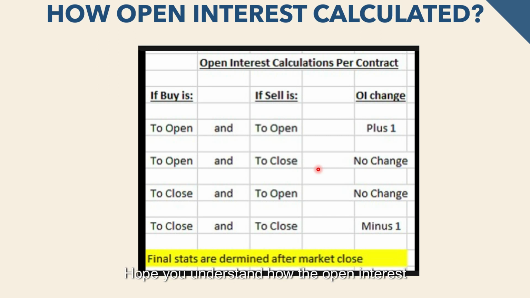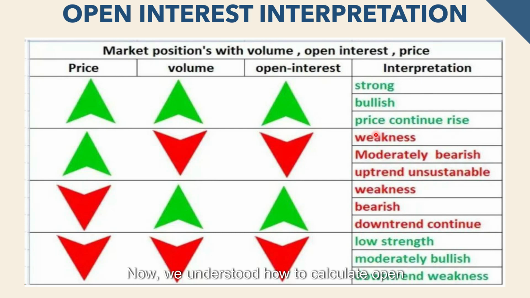So hope you understand how the open interest is calculated. Now we understood how to calculate open interest, isn't it? Now, how to interpret open interest. If open interest is rising or if open interest is falling, how to interpret the open interest? Let's follow this table. If price is increasing, volume is increasing, open interest is also increasing, then the interpretation is strong bullish trend. Price continues to rise.